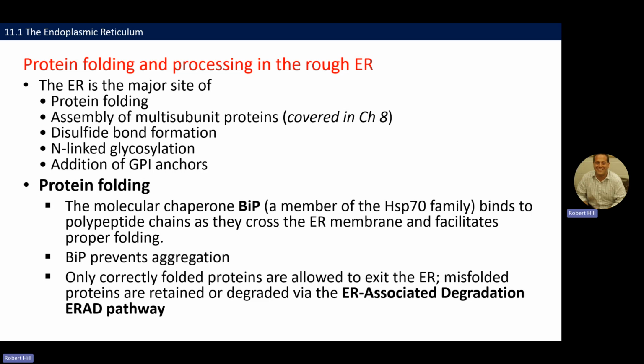Also, GPI anchors. GPI anchors are really important in signaling. They allow cells to get anchored into the membrane, and the addition of these inositol-like anchors is performed in the ER.